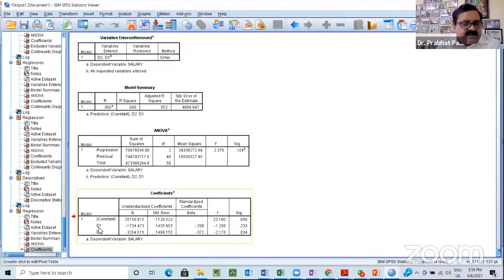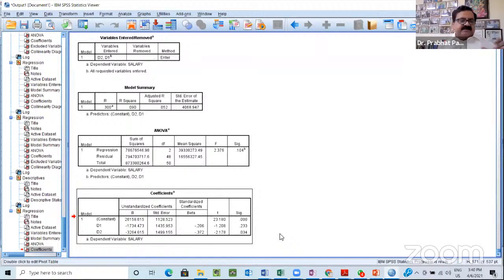So here we see that the D1 differential coefficient is not significant because the p-value is 0.233. So it's pretty high, right? More than 0.05. And D2 differential is 3,264. And here the p-value is significant. Less than 0.05. So it is significant. This means that the people in the South are getting significantly different salary in comparison to West, while the people in the North and the people in the West, they are not getting significantly different salary.